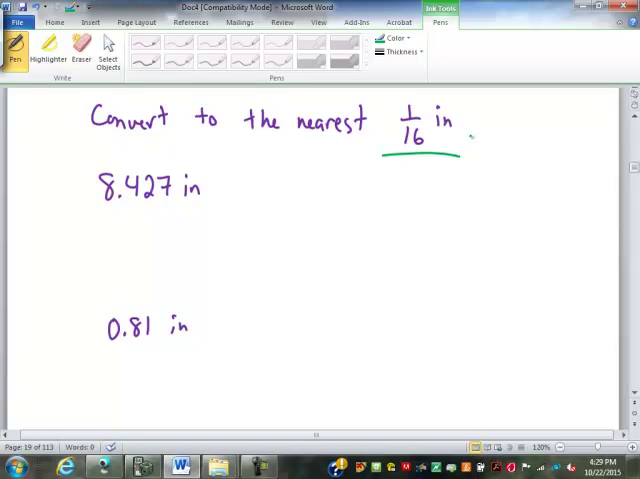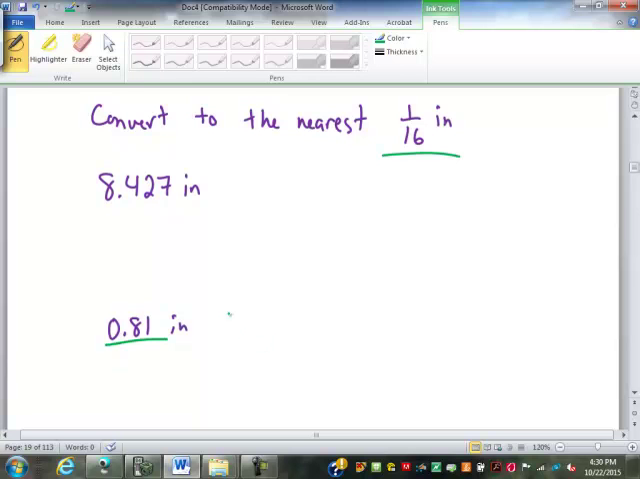A lot of applications, construction, design, even a lot of crafts, you're going to be measuring with a ruler that goes to quarters, eighths, sixteenths of an inch. So how do we make it to that nearest specific fraction rather than the exact fraction equivalent? Well, I'm going to start with this one down here.